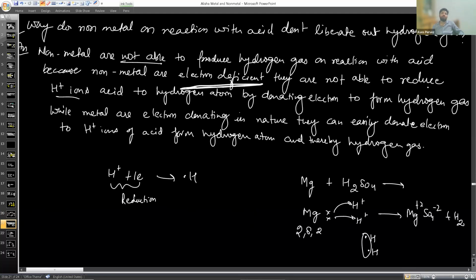They are not able to reduce. Reduction means addition of electron. They are not able to reduce H plus ions of acid to hydrogen atom by donating electron to form hydrogen gas. While metals are electron donating in nature, they can easily donate electron to the H plus ions of acid to form hydrogen atoms and thereby hydrogen gas.